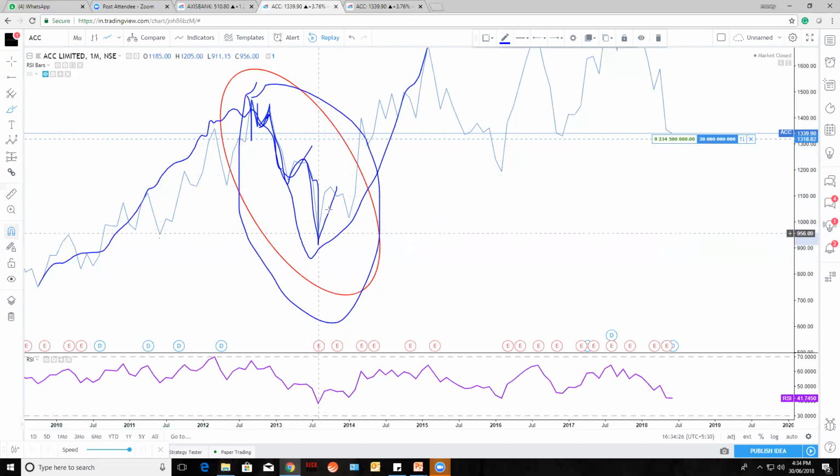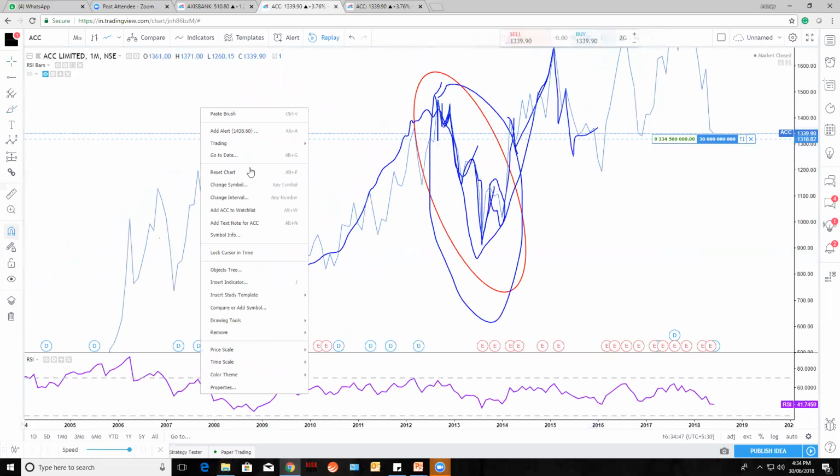Here let's say this is an impulse, this is a correction, this is again an impulse, this is a correction, this is an impulse, and this is a correction. It is impulse, correction, impulse, and correction. They go hand in hand. After one impulse there is a correction, after a correction there is one impulse. Got it? So this is the wave.